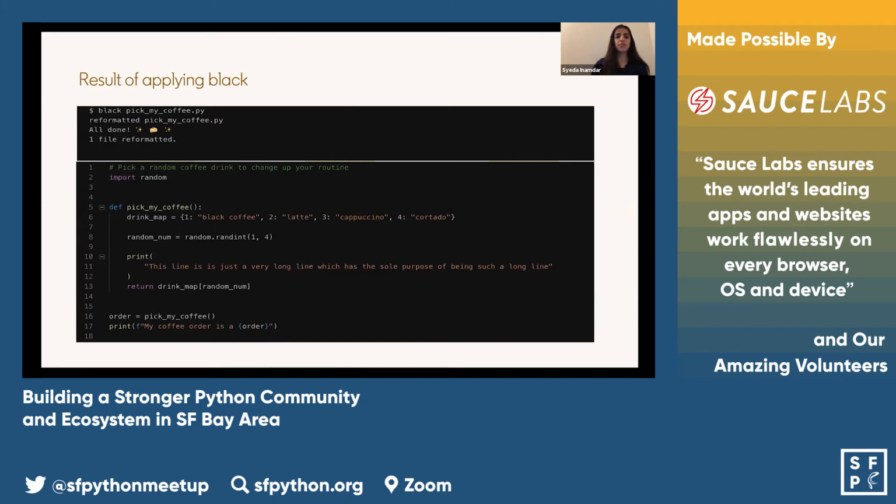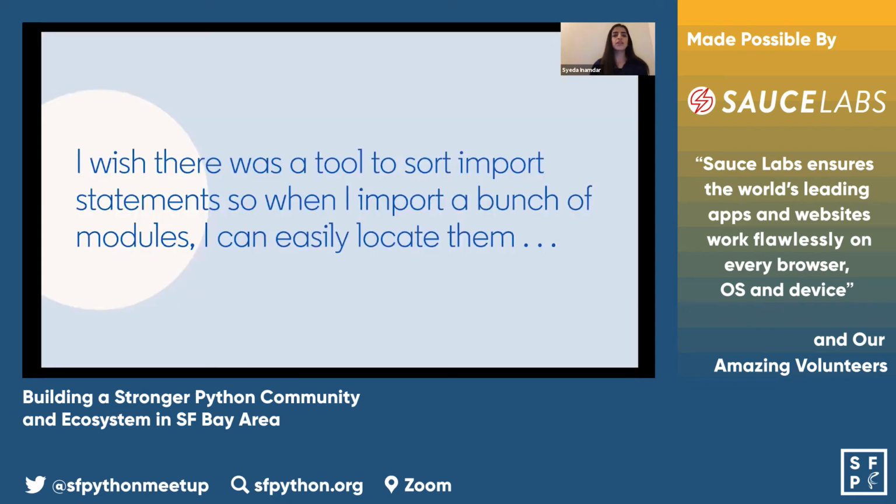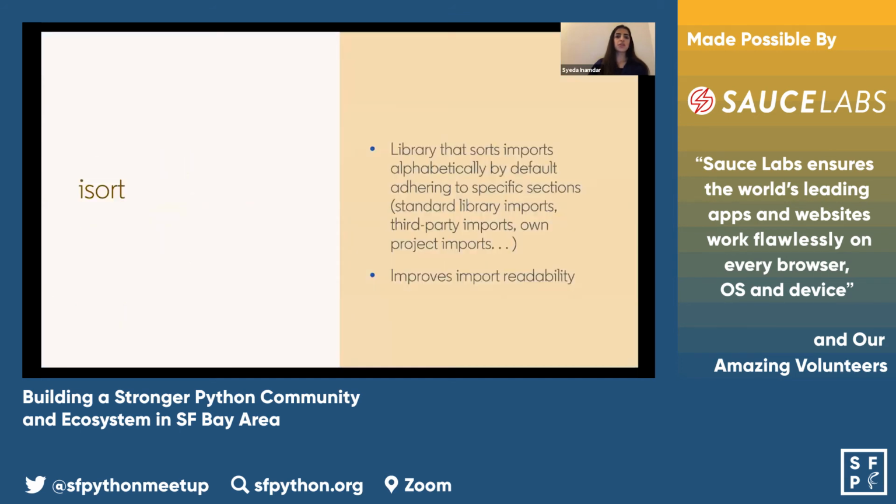And so I'm going to move on to a different tool. Let's say you have a file that has multiple imports, and you want to identify them. You're working in a project with so many imports. How do you get structure around that? The solution to that is integrating with the isort library.